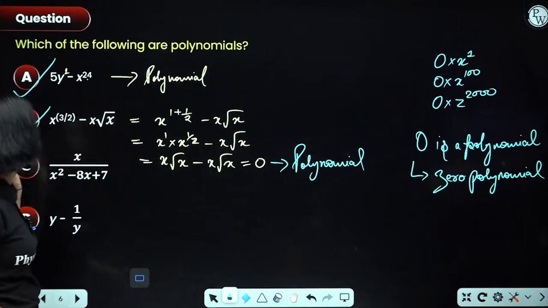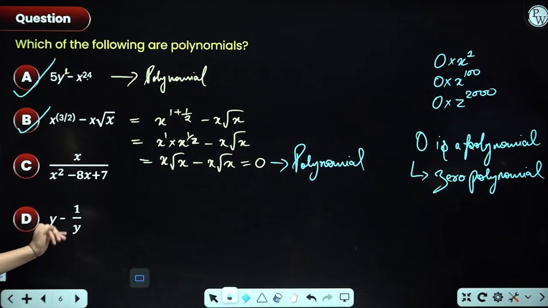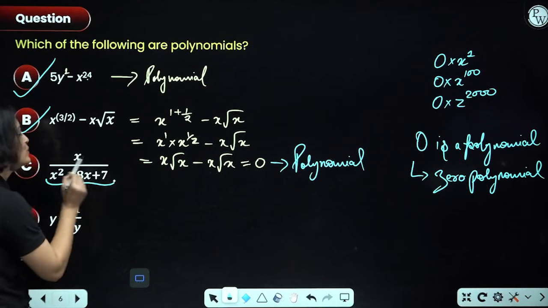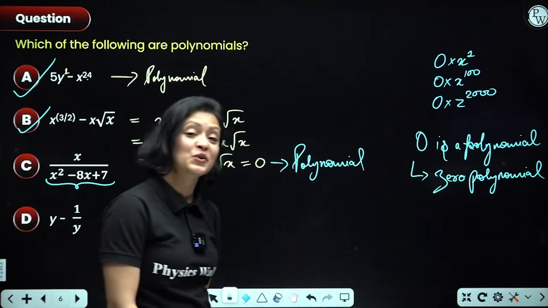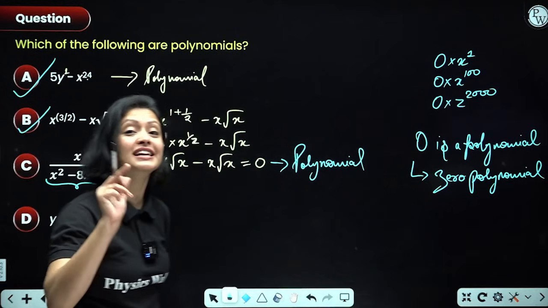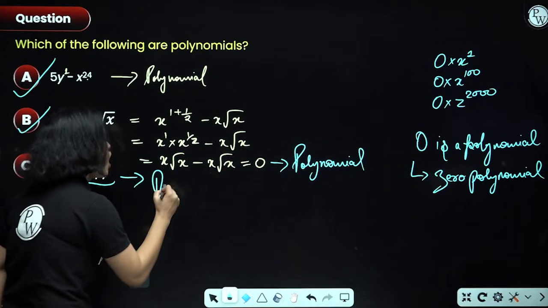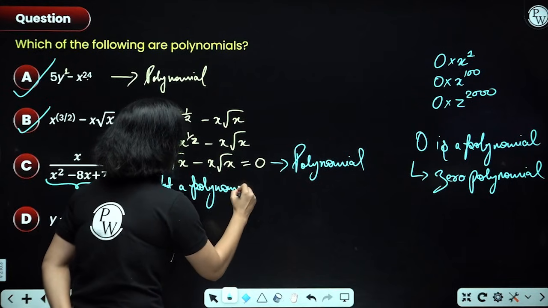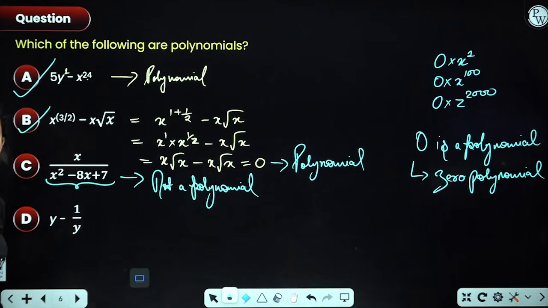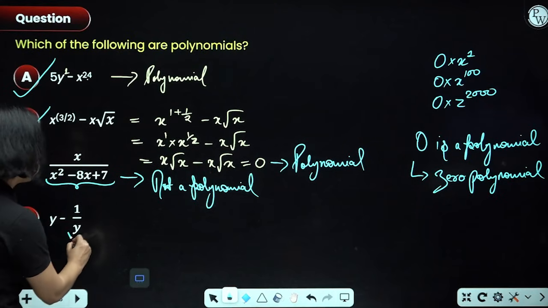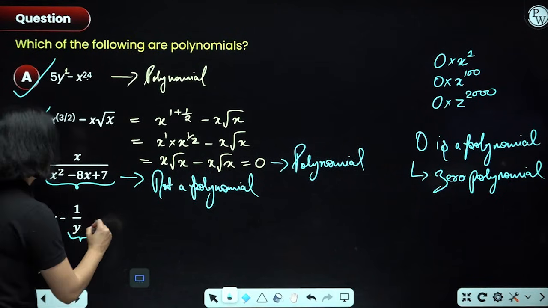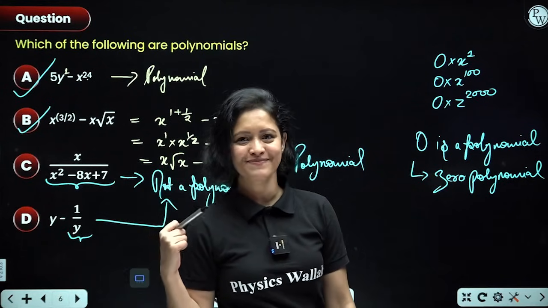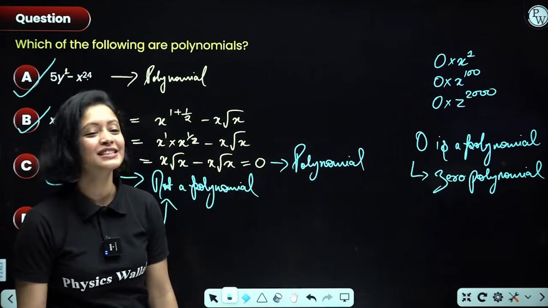Now, next one, x over x squared minus 8x plus 7. Here you can clearly see that there are variables in the denominator. And I told you that in polynomials, you cannot have variables in the denominator. So this is not a polynomial. Now, finally, y minus 1 by y. I think we have already discussed it. We have a variable in the denominator, so again, not a polynomial, guys. Okay, so I think this was very simple, very interesting. With that, let's move on.